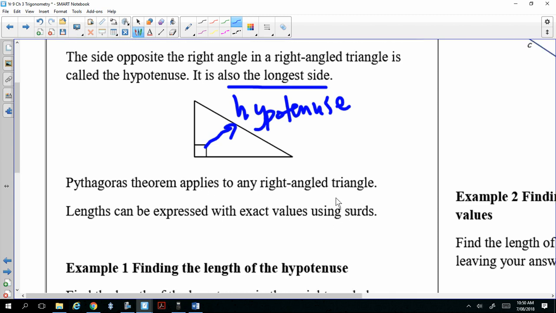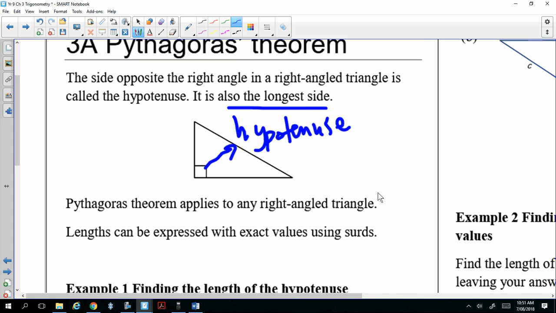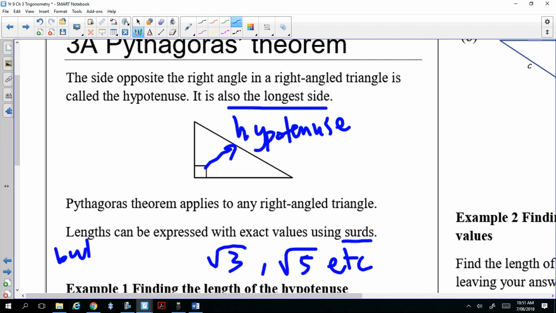Lengths can be expressed with exact values using surds. Surds are numbers like √3, √5, etc. Okay, but √4 is not a surd. This is just 2, not a surd.